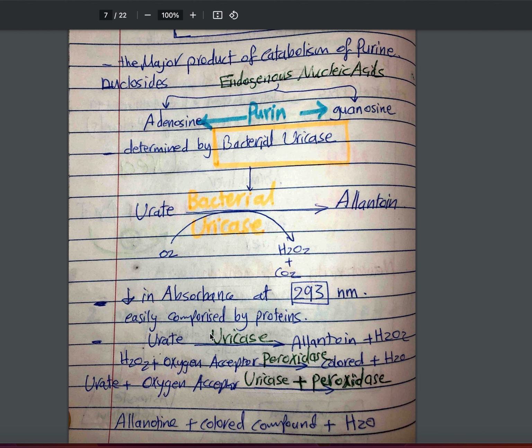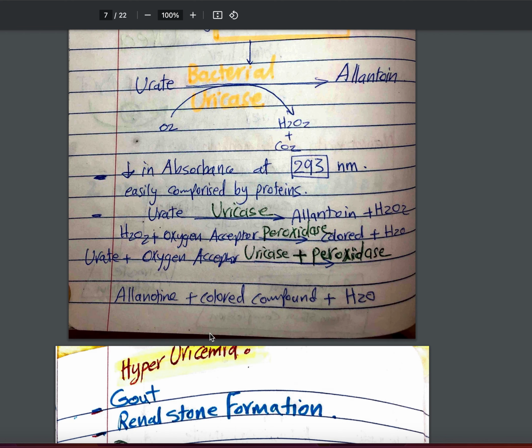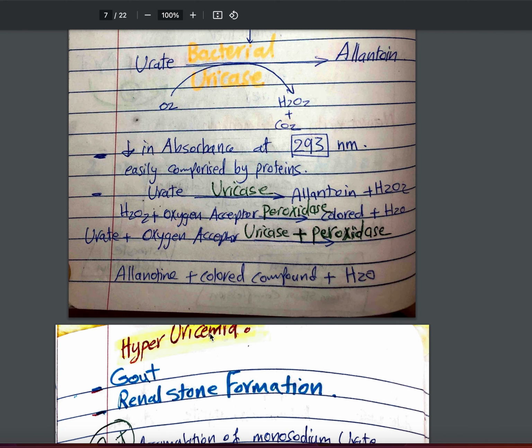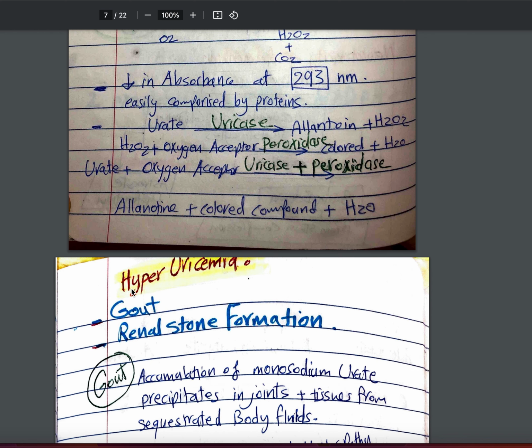Like we just combine the two reactions with the others, like we have the urate. When I say urate, that means uric acid, and by the help of the enzymes uricase and then peroxidase. So the first enzyme is uricase and then peroxidase, which leads to the production of allantoin, a colored compound, and H2O. In the case of hyperuricemia, that means the uric acid is increased.